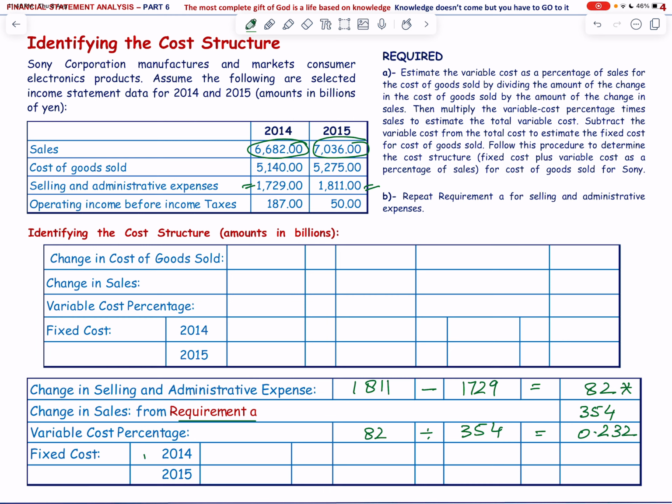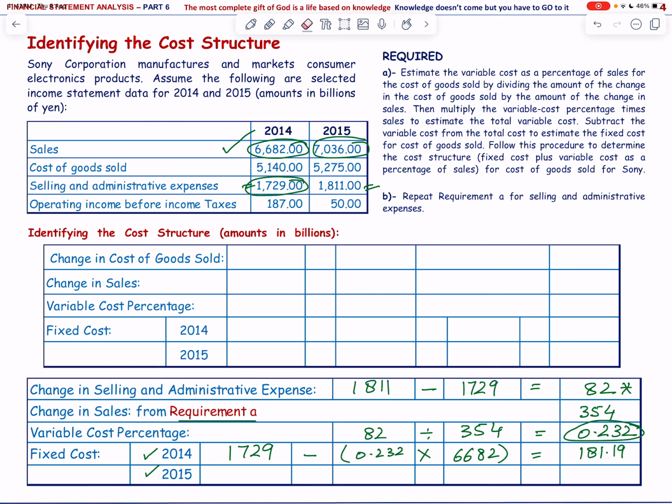But let us see how we calculate for the year 2014. First of all, the selling and administrative expenses are 1729 minus the variable cost percentage, that is 0.232 multiplied by the sales of 2014, that is 6682, and this will be equal to 181.19.